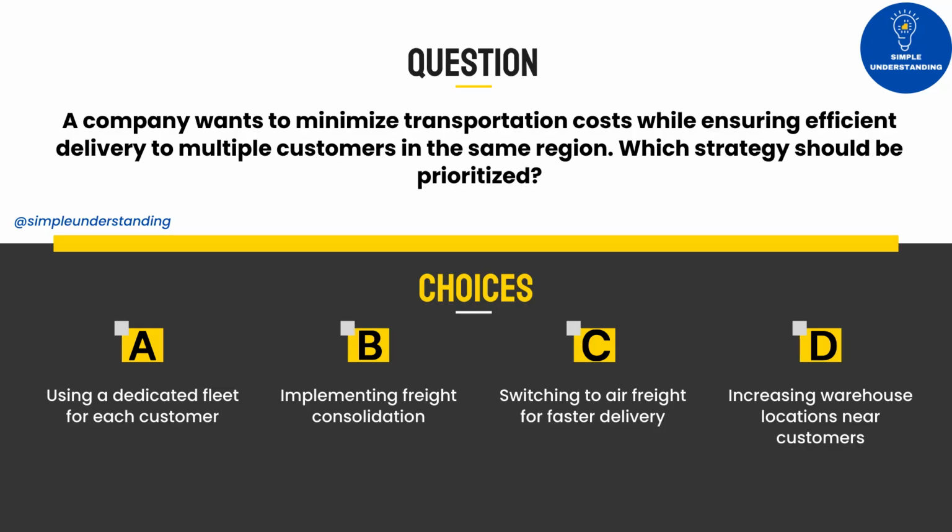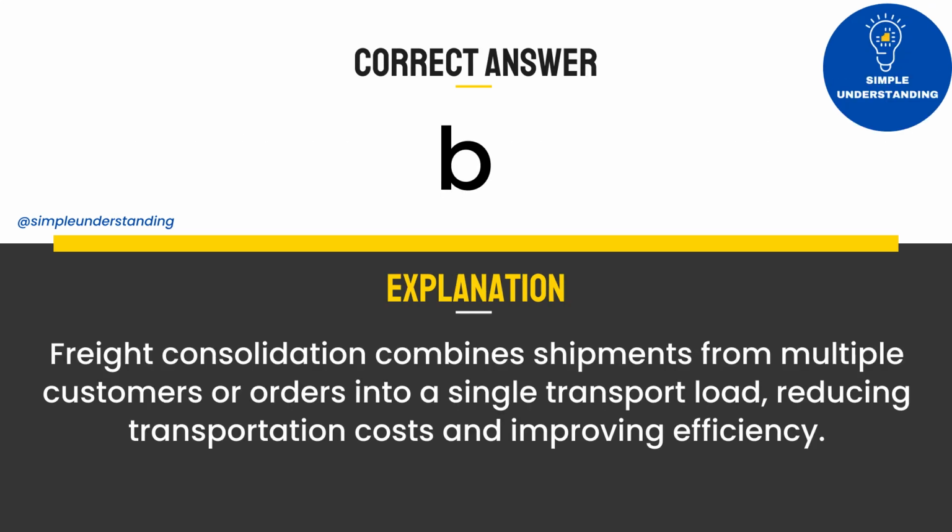1. A company wants to minimize transportation costs while ensuring efficient delivery to multiple customers in the same region. Which strategy should be prioritized? A. Using a dedicated fleet for each customer. B. Implementing freight consolidation. C. Switching to air freight for faster delivery. D. Increasing warehouse locations near customers. Correct answer: B. Explanation: Freight consolidation combines shipments from multiple customers or orders into a single transport load, reducing transportation costs and improving efficiency.